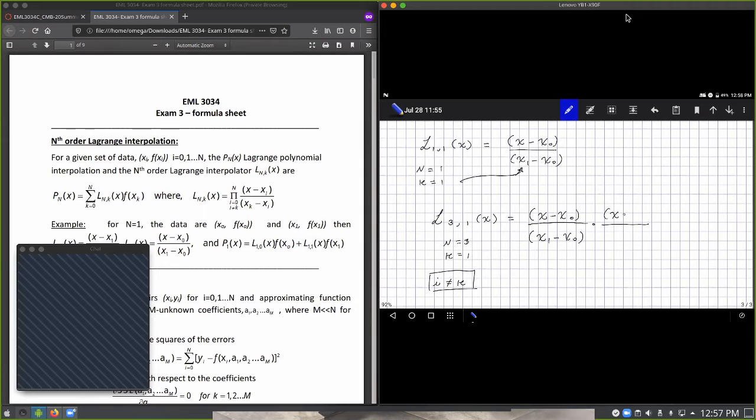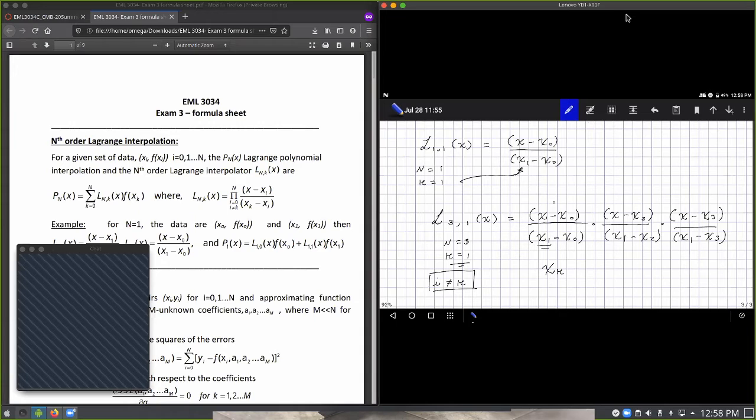So this will be x minus x2. You see how I skip the x1 because i cannot be equal to k. And then this will be x1 minus x2 on the bottom. This one always stays the same because this is xk, and k never changes. K is always the same value. And then the last one will be x minus x3, and then x1 minus x3.